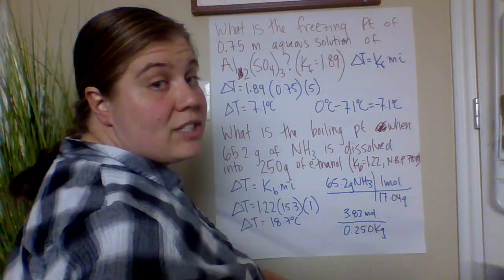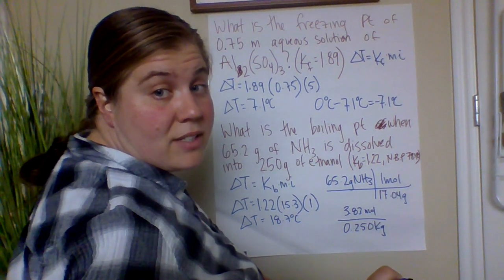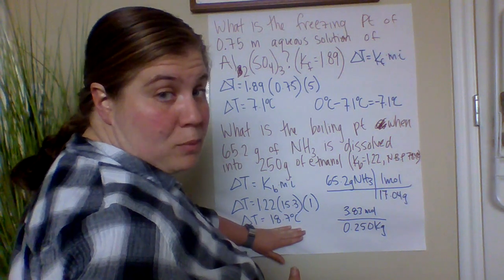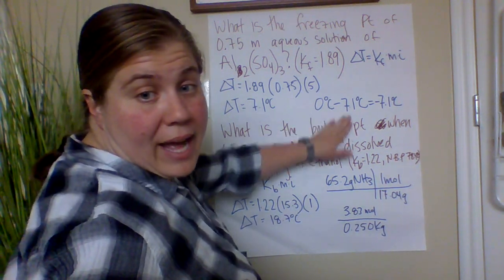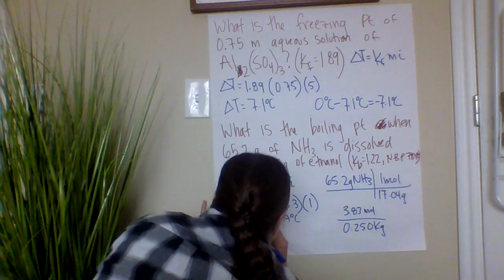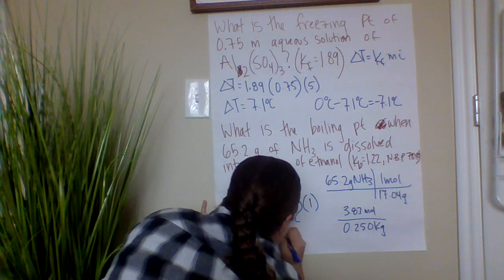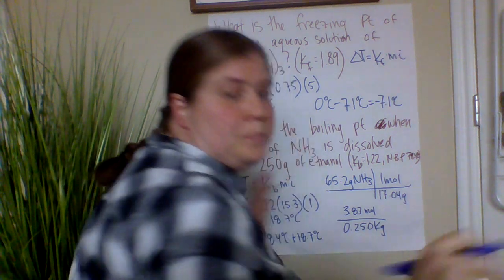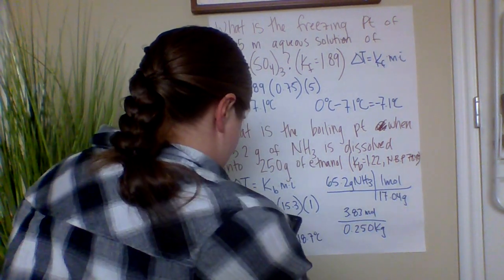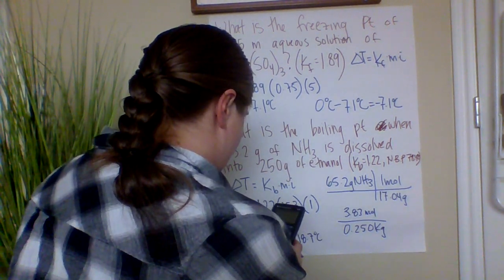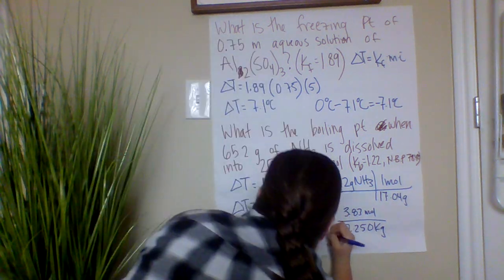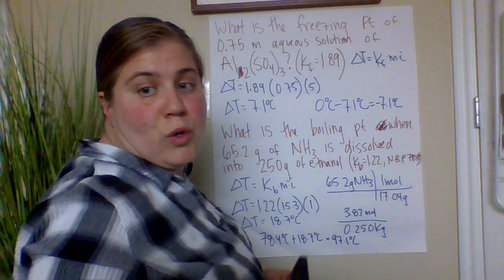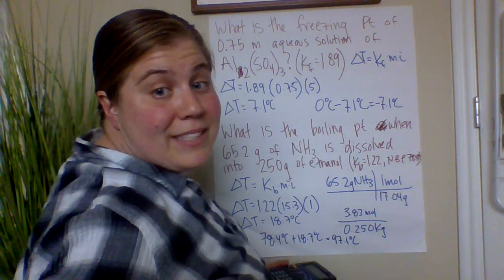Remember, delta T is not my final answer. For my final answer, I need to add this to the boiling point. I subtract from the freezing point, I add to the boiling point. So I'm going to take 78.4 degrees Celsius plus 18.7, and I get 97.1 degrees Celsius as my new boiling point. I hope this helps you figure it out.